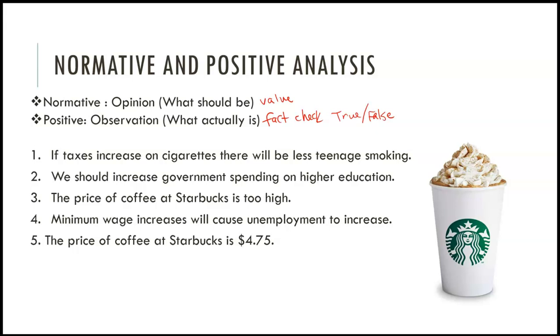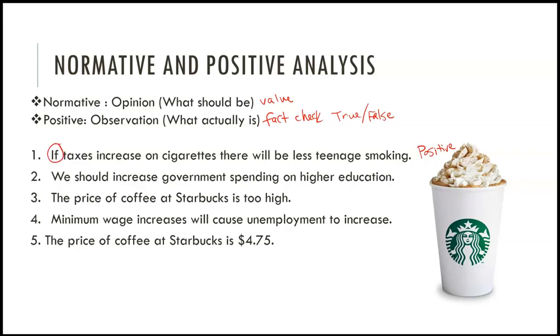Okay, number 1, if taxes increase on cigarettes, there will be less teenage smoking. This is a positive statement. This is positive analysis. Why? Because we can check and see if that happens. We can go and look and say, in times in the past when taxes have increased, what happened to the rate of teenage smoking?